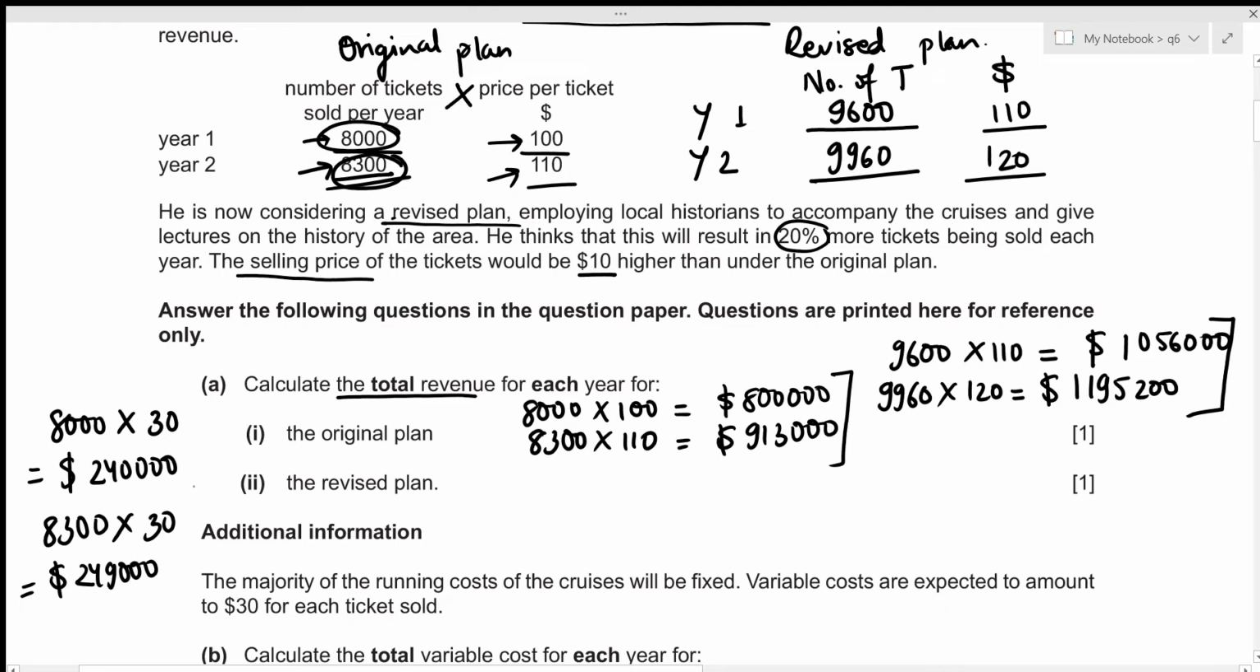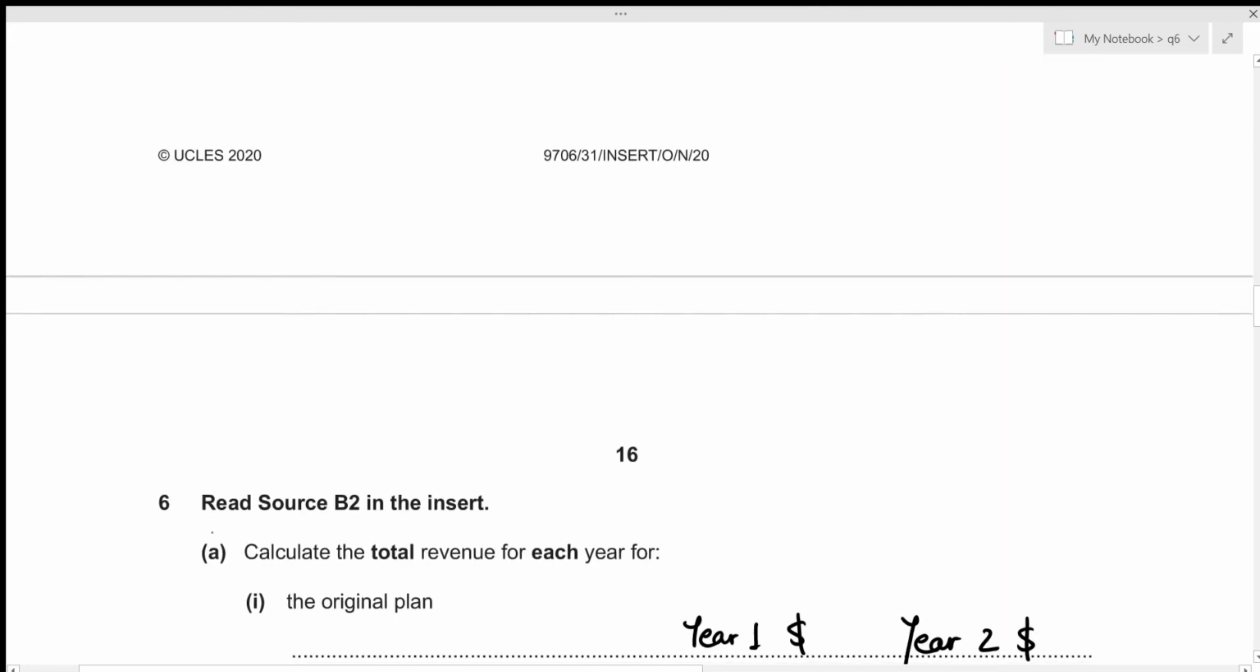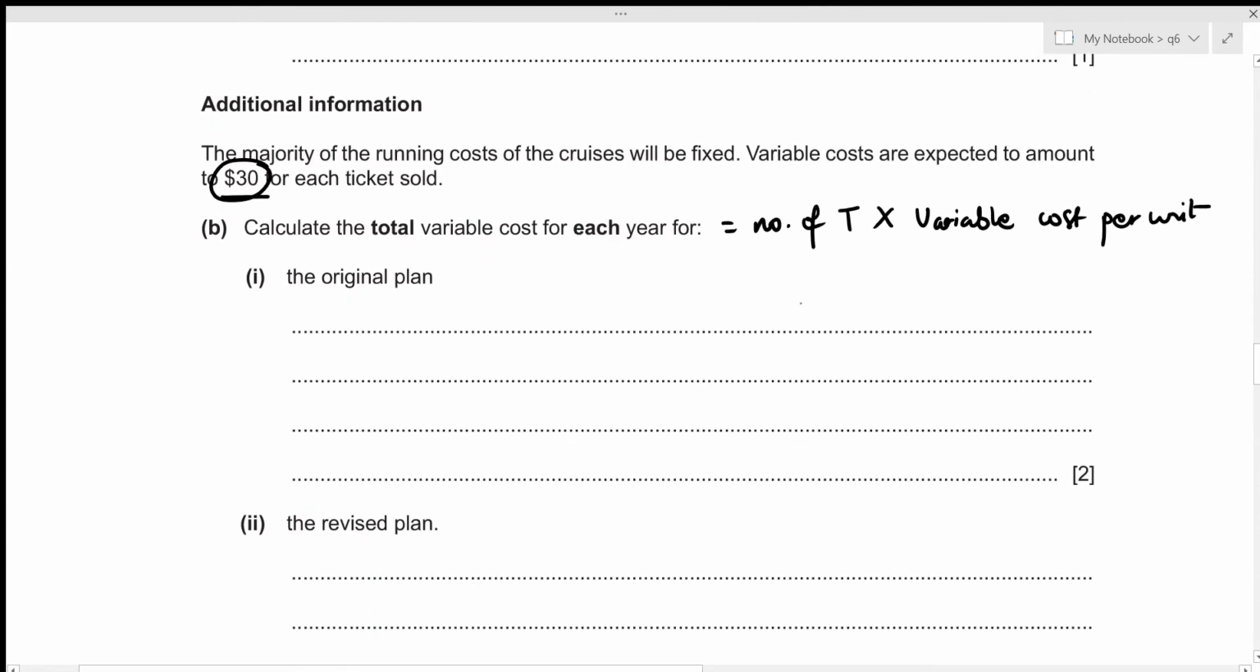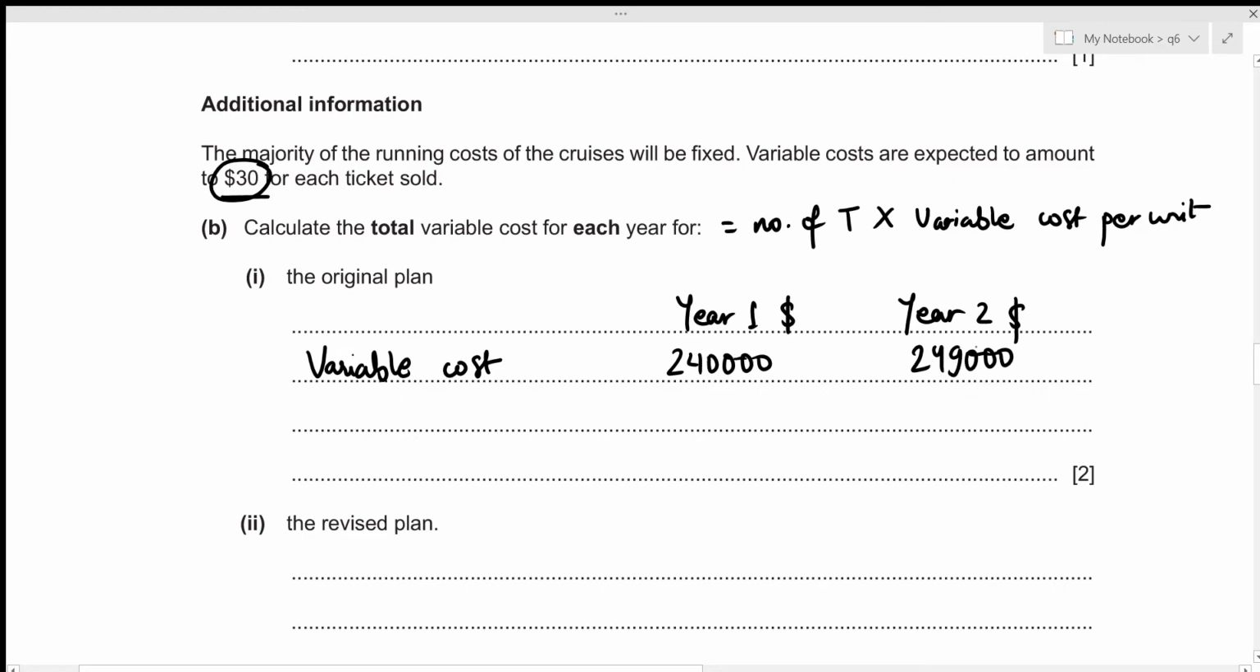Now let's write these values down for our original plan. We have year 1 and year 2. And we're talking about the variable cost. For year 1, we figured it out to be 240,000. And for year 2, it was 249,000. Now we repeat the same process for revised plan.